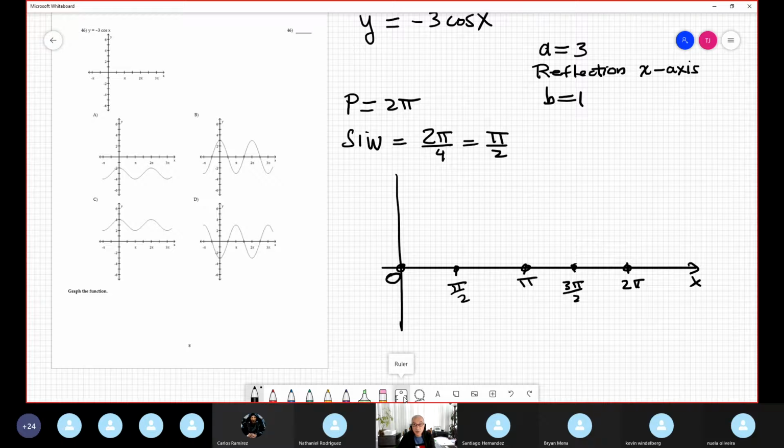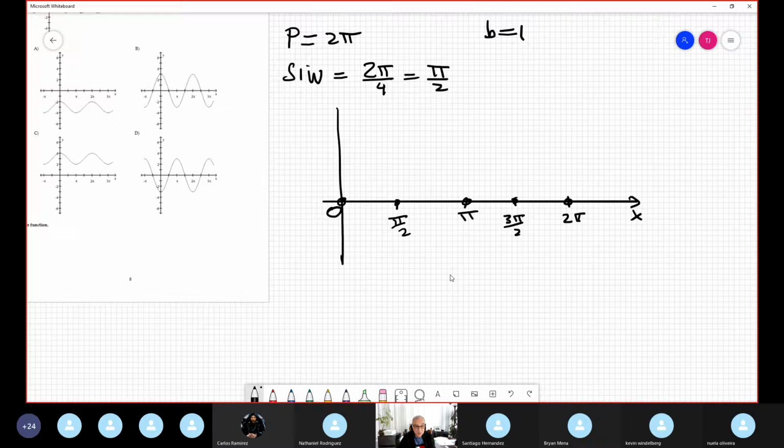The amplitude is 3, but I know that cosine starts at maximum 3, but there is a reflection, so it is negative 3, like that. Look: -1, -2, -3 here. This is my first point. This is my second point. This is my third point, which is at positive 3. This is 0 again, and this is -3. And we complete one period.